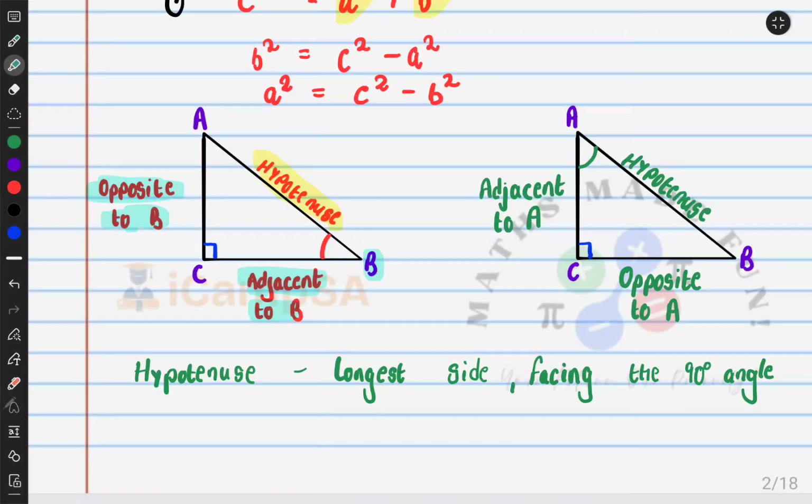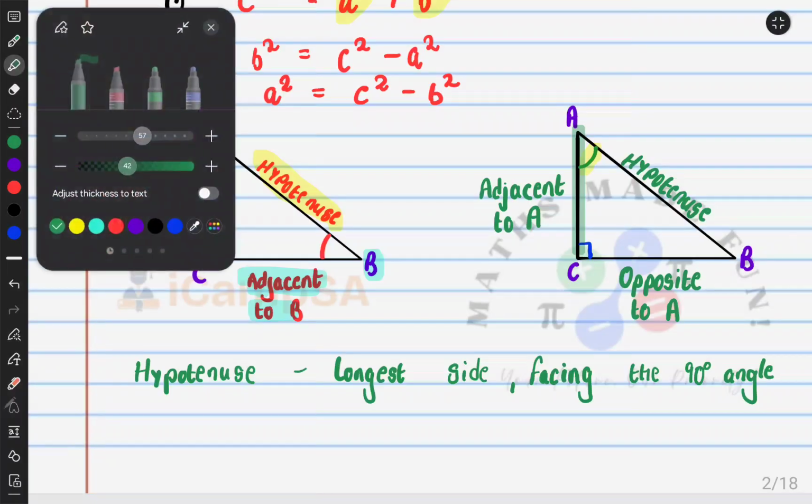to B. On the other hand, if we are focusing on angle A, let's now go to the second diagram. We are focusing on angle A. The hypotenuse is still the longest side, and it's still the side facing the 90 degrees angle. But now, which side is next to angle A? Now it's side AC. Therefore, this will now be our adjacent side.